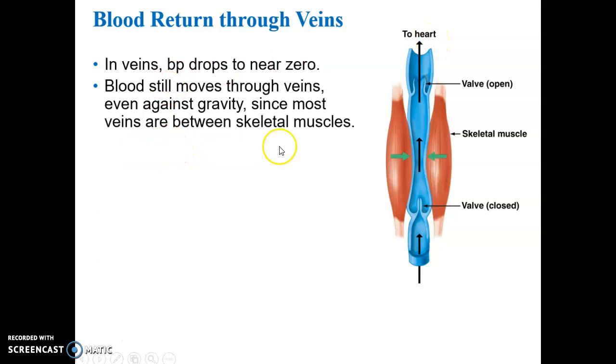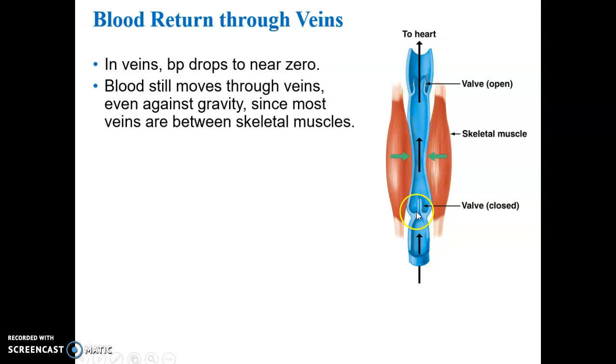So even against gravity, the blood does manage to get back to the heart. One reason why is because many of the veins lie within the skeletal muscles, like between skeletal muscles. So when your skeletal muscles contract, like when you're simply walking, they get thicker, they swell up, right? Think of flexing your arm muscles, they're going to get a little bit bigger. So when those skeletal muscles flex, they widen out a little bit, at least, so they squeeze the veins. And then that pushes the blood through the veins, helps push the blood along.